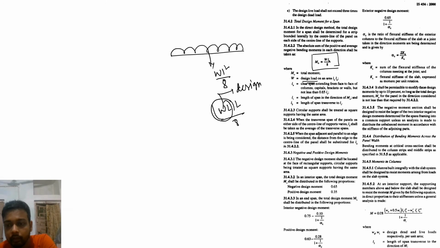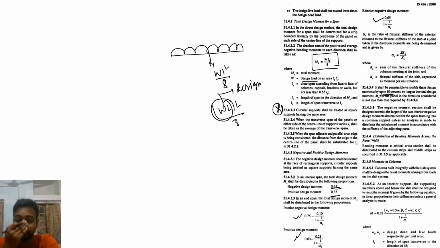Circular support is treated as square support having the same area. Okay, remember this thing: when the transverse span of the panel on the other side of the center line of support varies, L2 shall be taken as the average of the transverse spans. Negative design moment 0.65, positive design moment 0.35. One more thing: it is permissible to modify this design moment up to 10%.